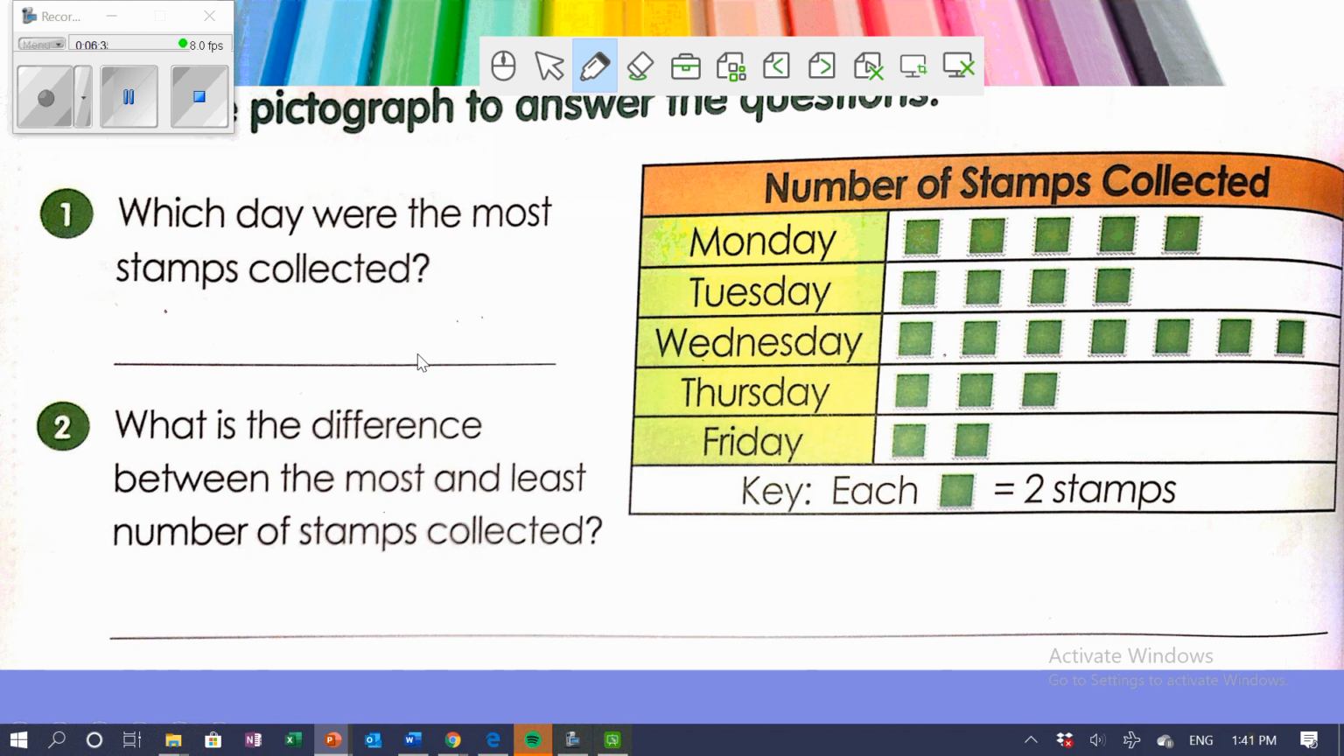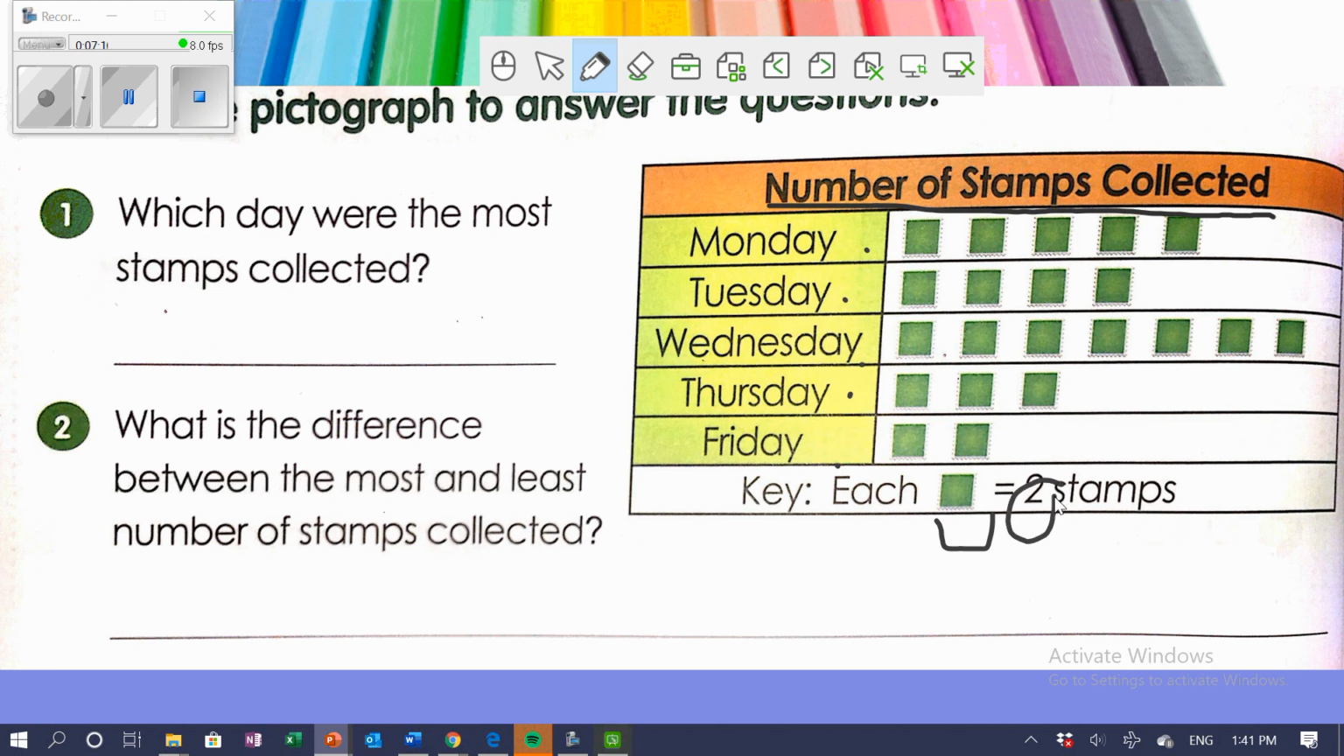Here they said in this question, use the pictograph to answer the question. I have to read the pictograph first. Here is the title. I have the number of stamps collected. So we are talking about stamps. Stamps are like stickers. I put it on the envelope when I want to send a letter. I have Monday, number of stamps collected. They collect this Monday and on Tuesday, on Wednesday, Thursday, and Friday. Each stamp means 2.